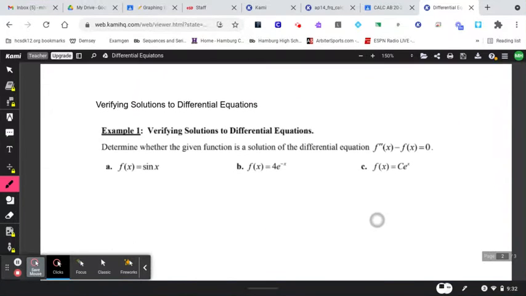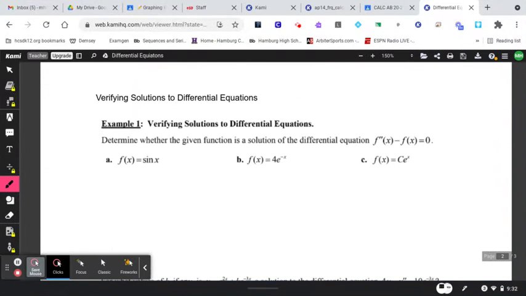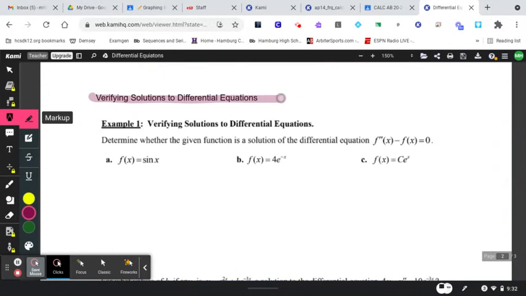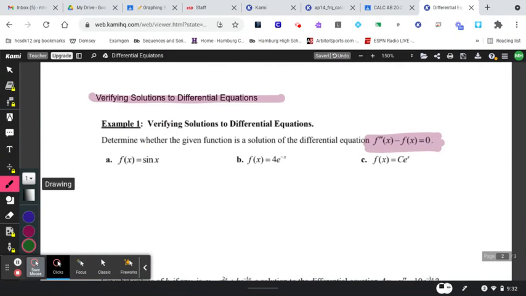All right, moving on to the next section, verifying solutions to differential equations. Determine whether the function is a solution to this differential equation. So we've seen this in multiple choice sections on some of our practice tests that we've taken so far. So they want to know, if you take f double prime and subtract f, do you get 0? Well, obviously, if you have f, you have to go get f double prime.